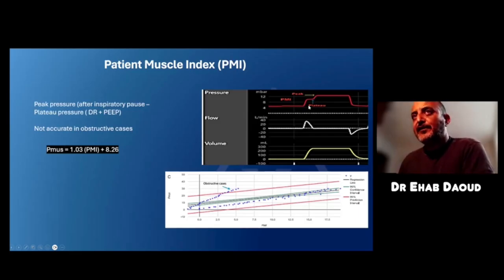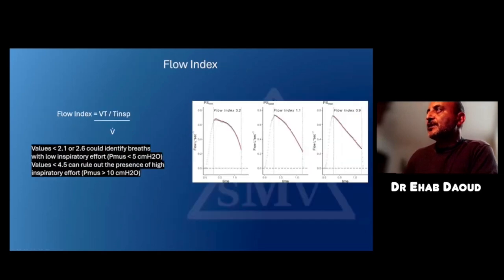So if the patient is on 5 and 5 pressure support, you're estimating you should get a plateau of 10, and you did that curve and you get 15, so the difference, 15 minus 10, is 5. Again, in the same study that I'm talking about, we found very good correlation, except in patients with obstructive cases like COPD, people who have high resistance or high compliance. And we also were able to get this formula: 1.03 times the PMI plus 8.26. Again, I would caution to not do it in the obstructive cases.